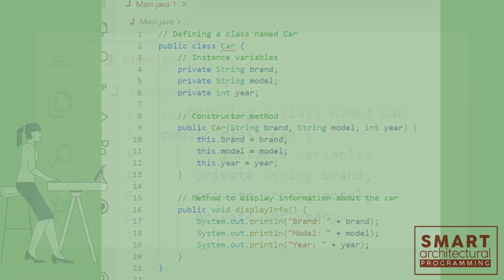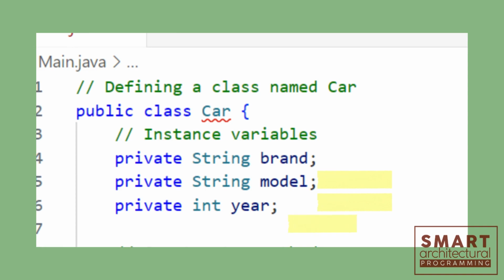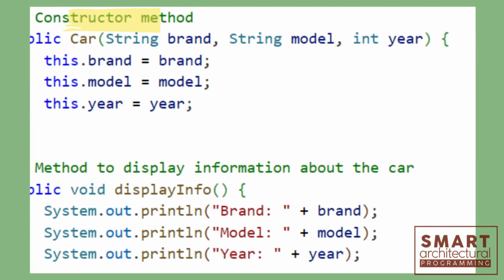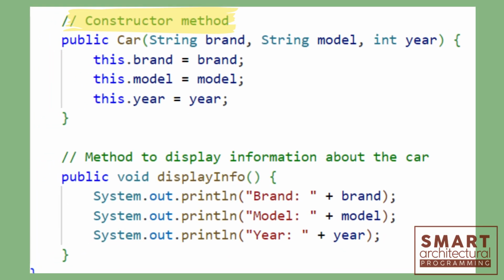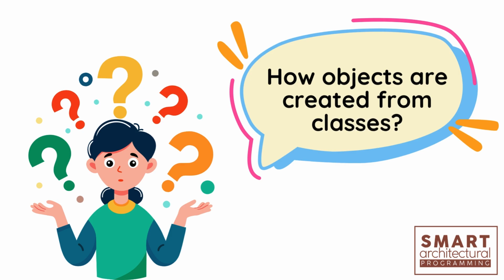In this example, we've defined a class named Car with 3 instance variables: brand, model, and year. We've also created a constructor method to initialize these variables and a method named displayInfo to print out the car's information. Now, let's understand how objects are created from classes.